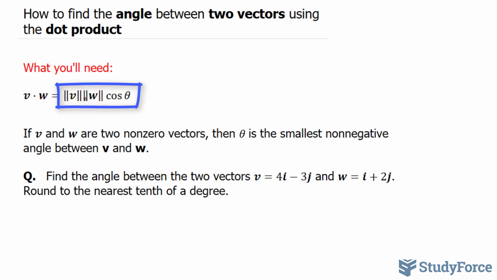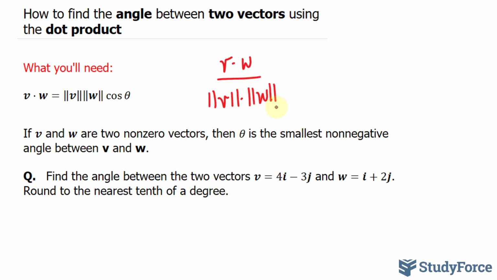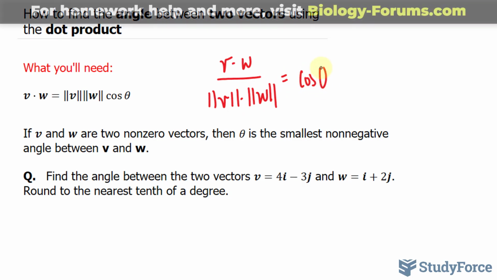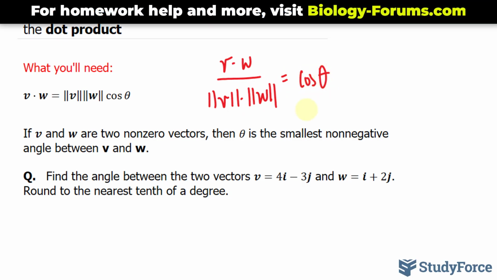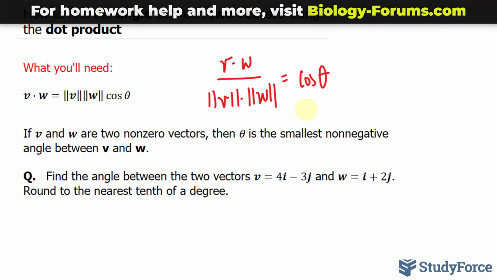And if we rearrange this formula, we can actually isolate for theta. For example, the dot product of v times w over the magnitude of v times the magnitude of w gives us cosine theta. Taking cosine inverse of both sides will isolate for theta.